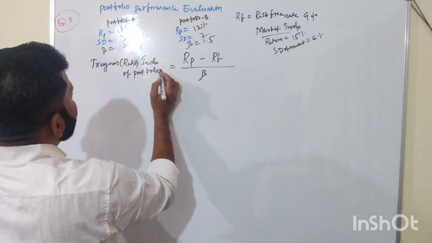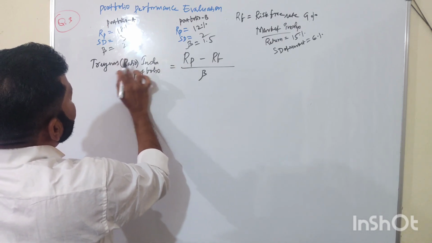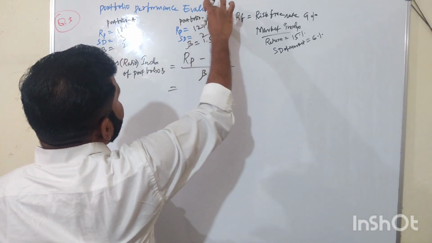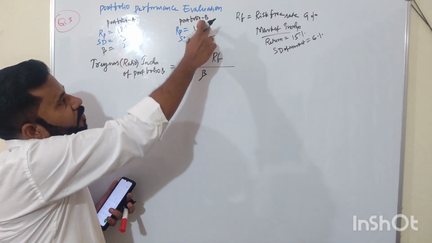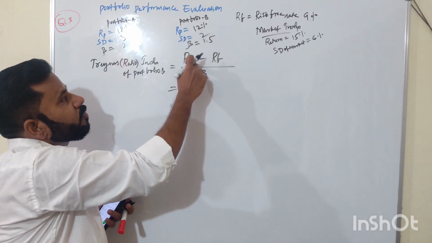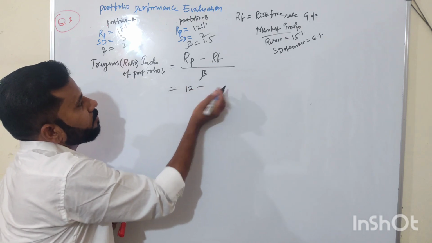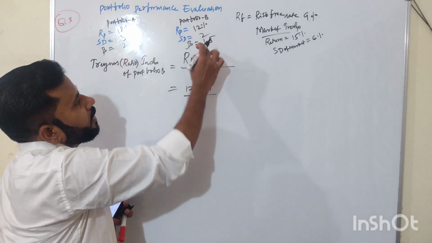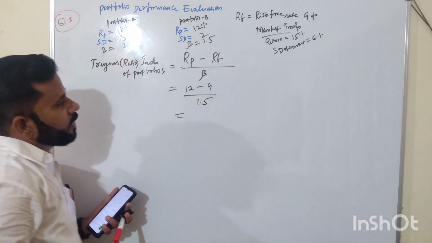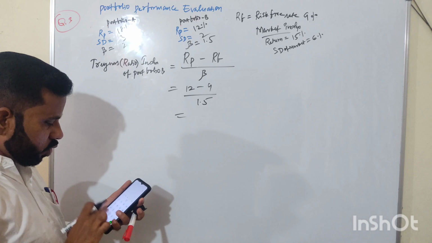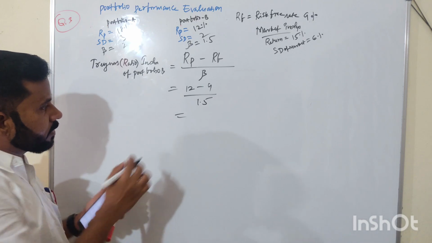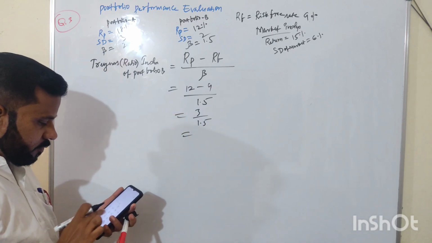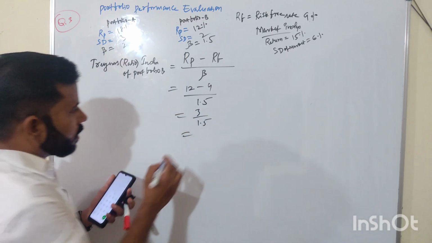I'll run this one and write it as a Treynor ratio, or a Treynor index, of portfolio B now. Let's calculate. So what is the portfolio return of B? The portfolio return of B is 12% minus the RF, which is 9%, divided by the beta of portfolio B, 1.5. Let me calculate 12 minus 9, 3, divided by 1.5. So 3 divided by 1.5 gives the answer 2.